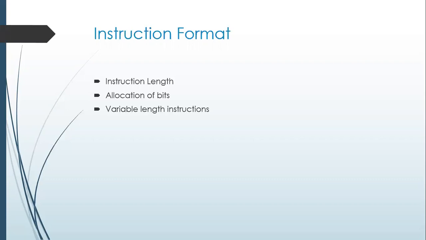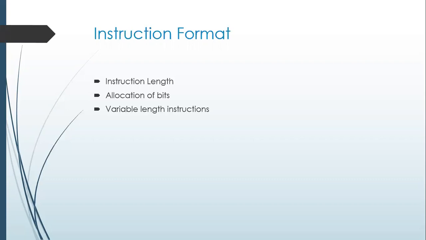Okay, so in instruction format, what are the different factors? First factor is instruction length, second factor is allocation of bits, and then next is variable length instructions. Now let's see how we can decide what the instruction length should be. This instruction length actually depends upon your processor's instruction register size, and also your memory size. How your memory is divided.